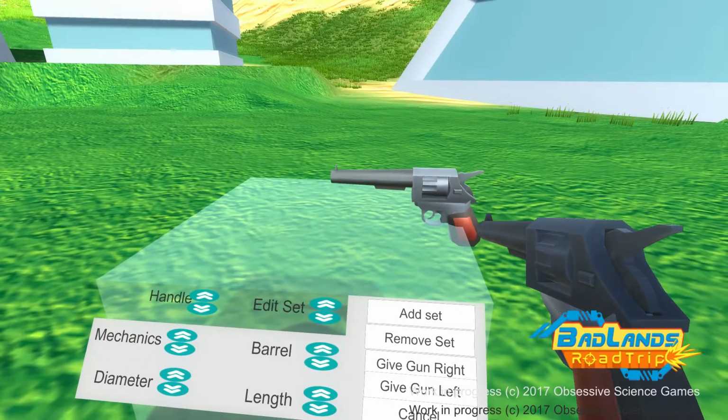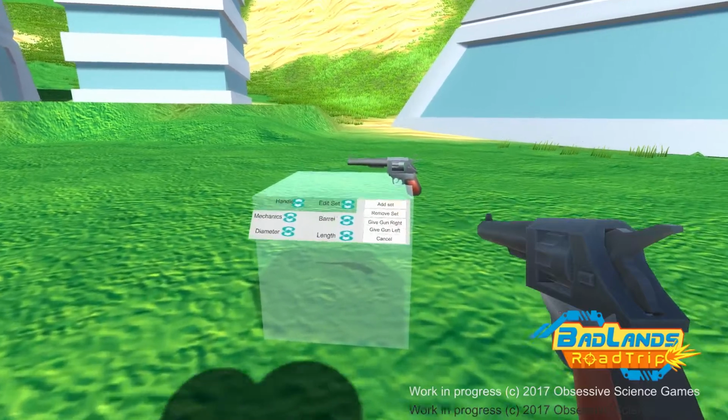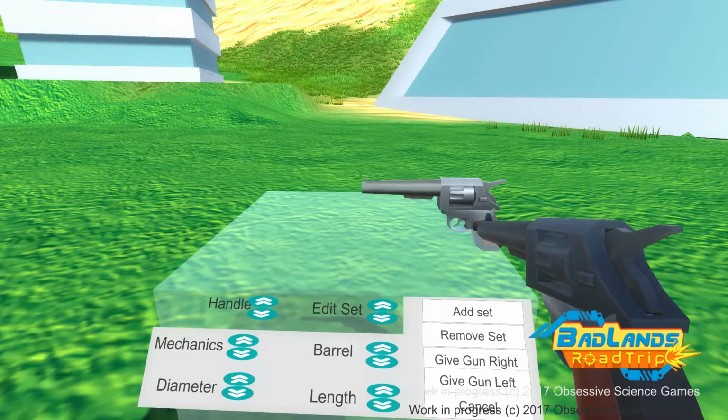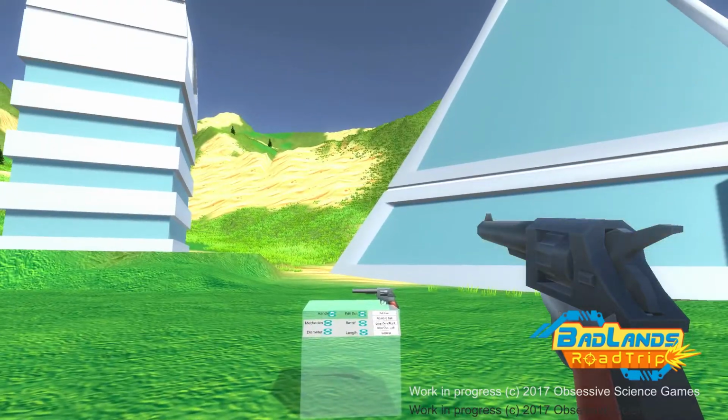There's an agent in the bench over here, and there's an agent in the player data structure. So the agent of the bench talks to the agent of the player saying, hey, I've got a gun for you. And then the agent of the bench gives the data structure to the agent of the player, and then the agent of the player sets the gun right on the player data structure itself.